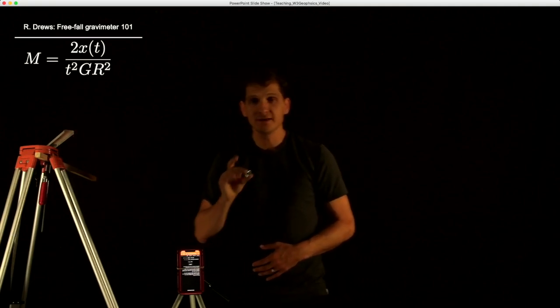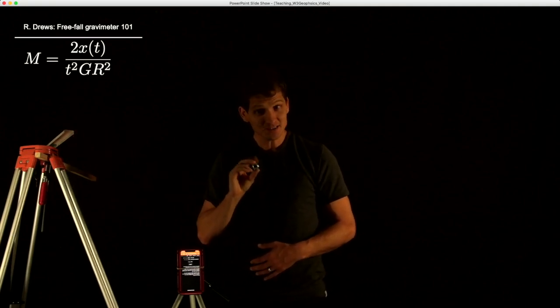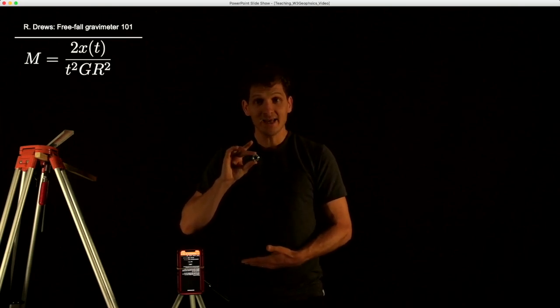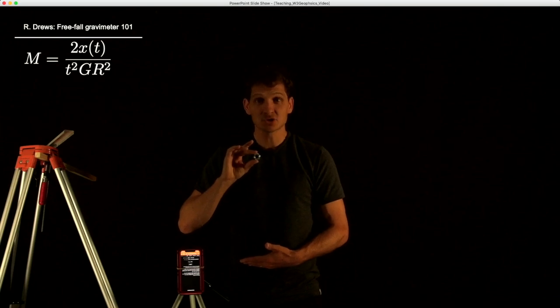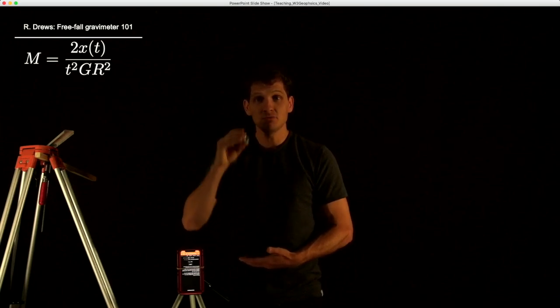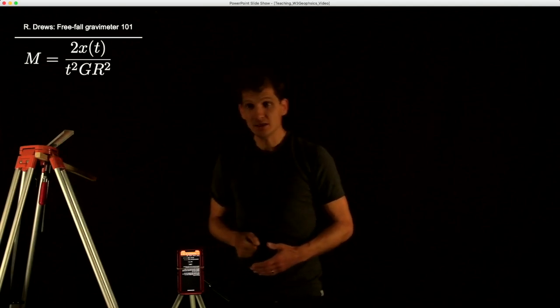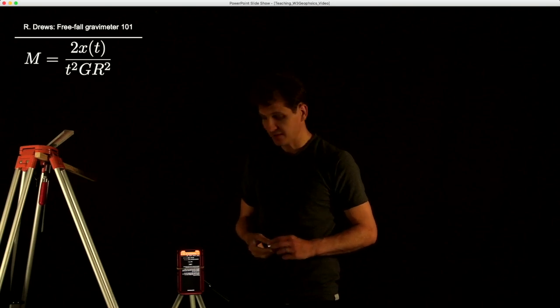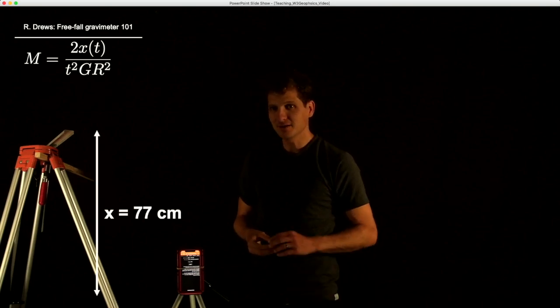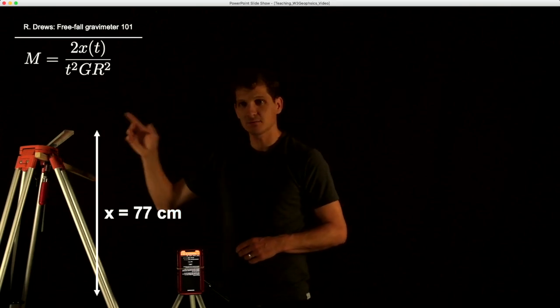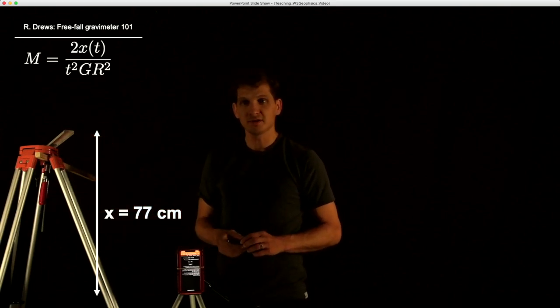All we need to have is a test mass, the mass of which doesn't really matter. We need to determine a distance x along which this test mass should travel, and then we need to measure the travel time that it takes to do so. Okay, let's start with the easier part, that is to determine the travel distance for this nut. In my example, it's 77 centimeters from the top of this ledge to the top of the table.